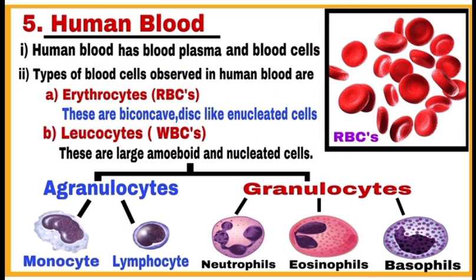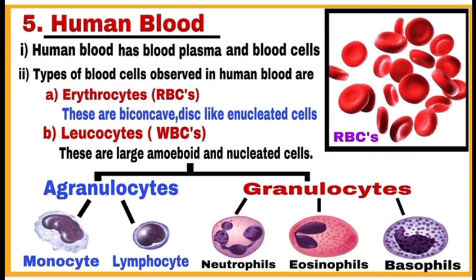Next is human blood. It is a fluid connective tissue and human blood has blood plasma, which is the liquid part of the blood, and it has blood cells. Types of blood cells observed in human blood are: A. Erythrocytes or red blood cells or RBCs. These are biconcave, disc-like and enucleated cells, or cells without nucleus. B. Leukocytes or white blood cells or WBCs.